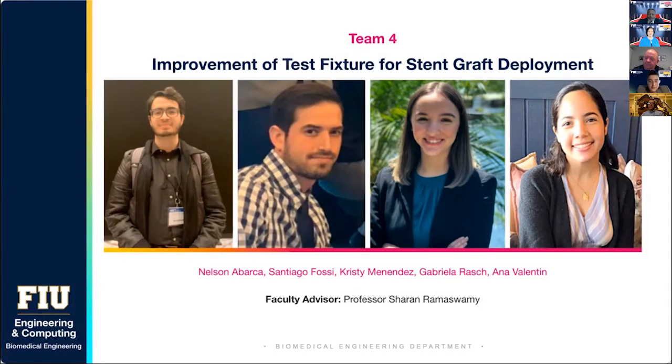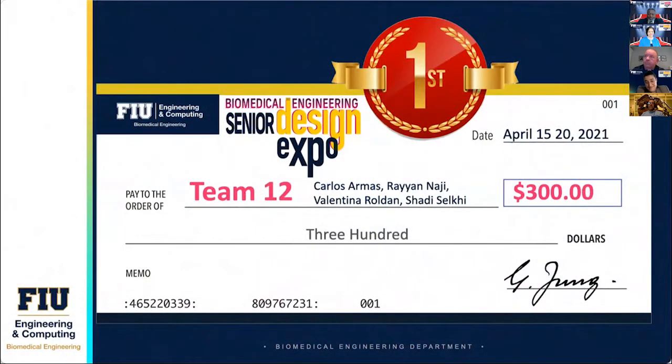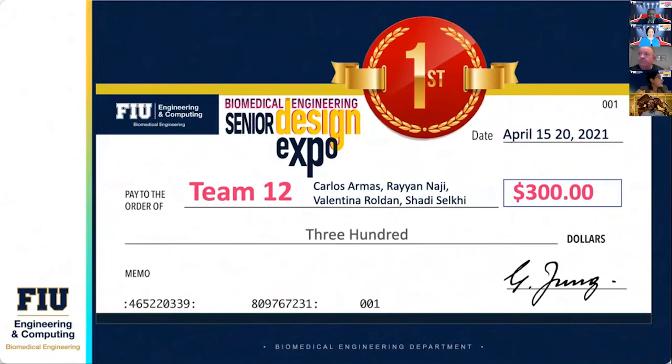And now for first place. Drum roll, please. First place in the poster competition for spring 2021 goes to team number 12, the bouquet speculum. The award there, $300 in monetary awards, goes to Carlos Armas, Rayan Naji, Valentina Roldan, and Shadi Selke. I must share with the audience that first, second, and third place monetary awards are also accompanied by the appropriate colors of medals. And medals will be shipped to you, or you can pick those up at the Biomedical Engineering office.